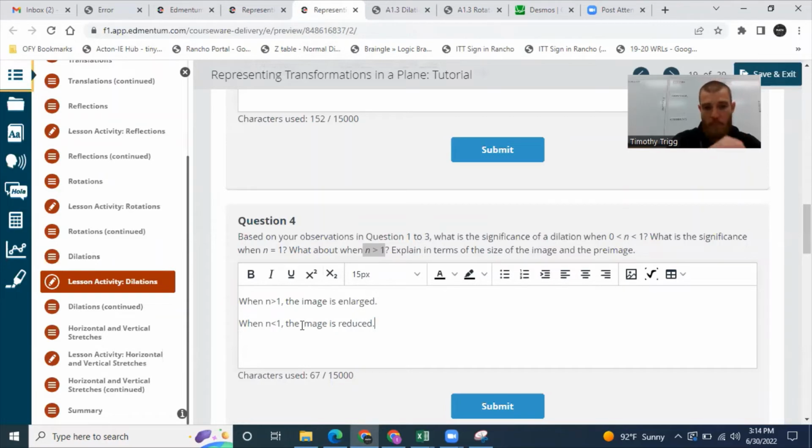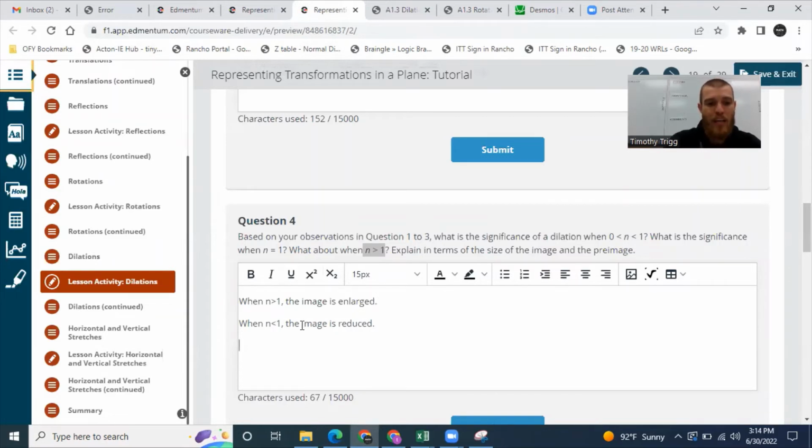Okay. What about when n is 1? N equals 1. The image is the same as the pre-image. In other words, they're congruent.